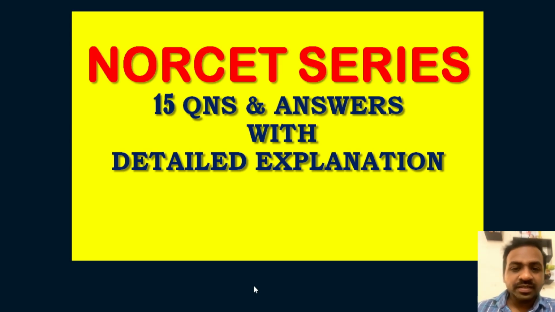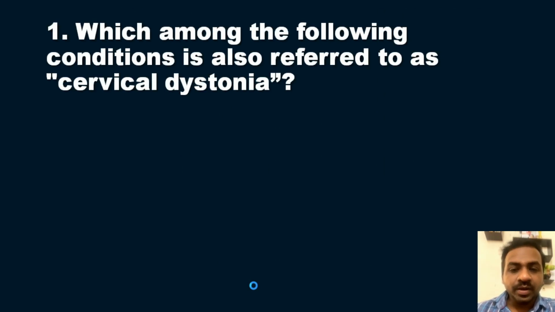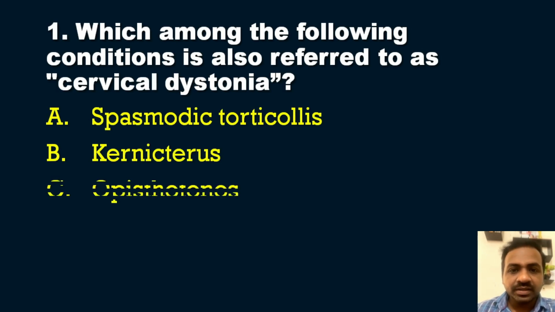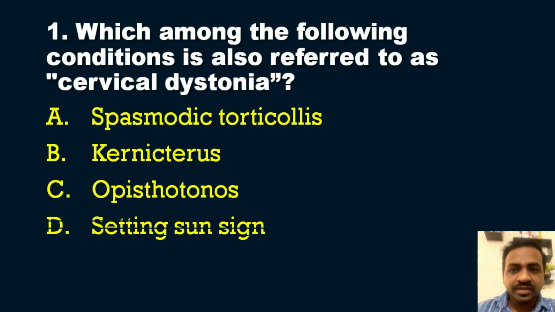So moving on to the first question in the series, and the first question is on the screen right now. So the question for you is, which among the following conditions is also referred to as cervical dystonia? So the options for you are option A, spasmodic torticollis, option B, kernicterus, option C, opisthotonus, option D, setting sun sign. So among these, which condition is also referred to as cervical dystonia? That is the question. So what is the answer?